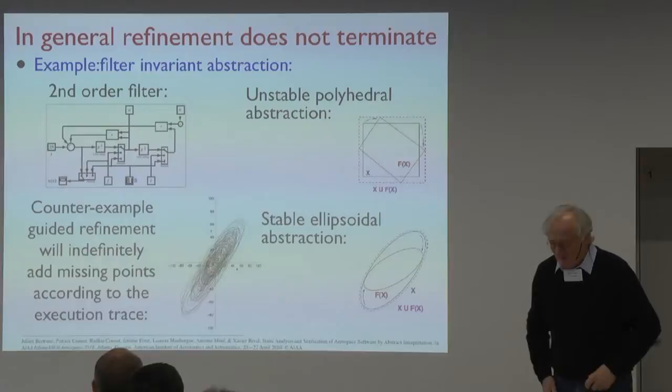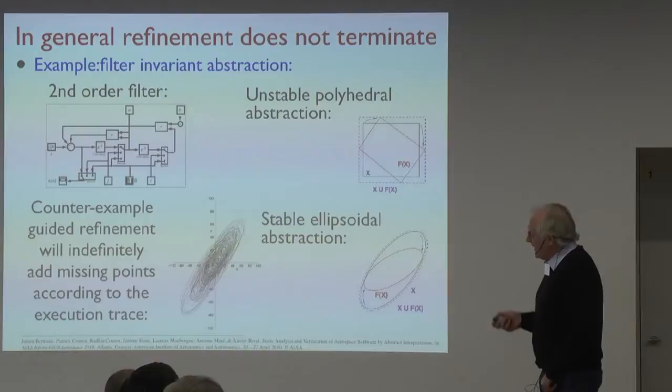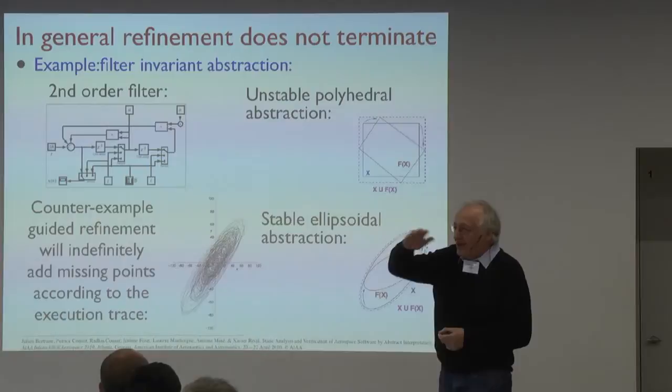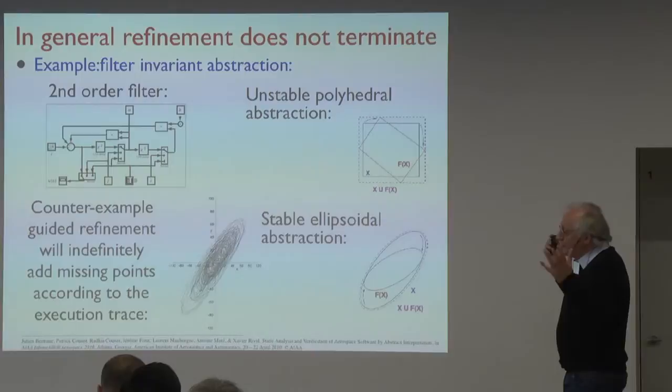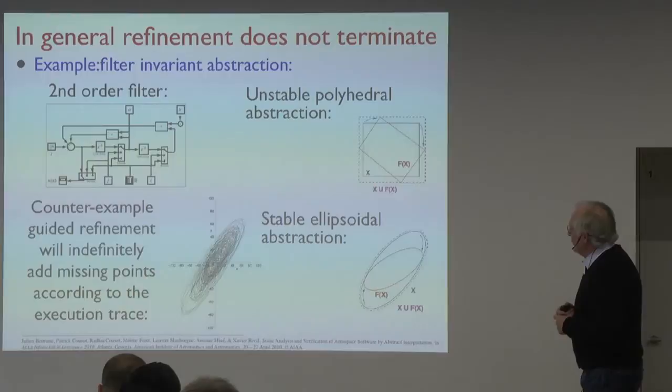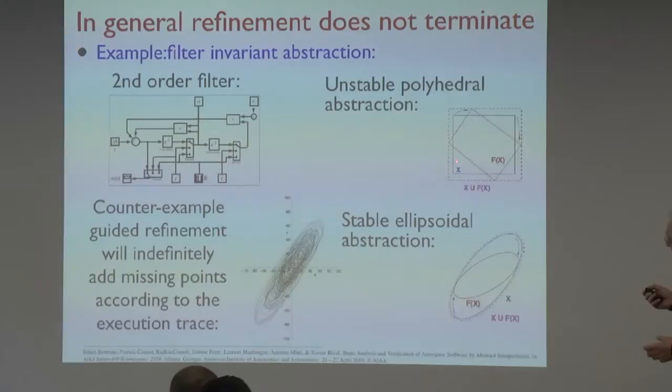So here is a little example. It's a filter. A filter is something that takes a signal and smooths it. And here is a possible abstraction, take boxes or any convex polyhedra will do. When you make one loop iteration, you see the invariant turns a little and shrinks. So you have a point outside. So if you want to remain in boxes, you have to make a larger one, and this will go on forever.